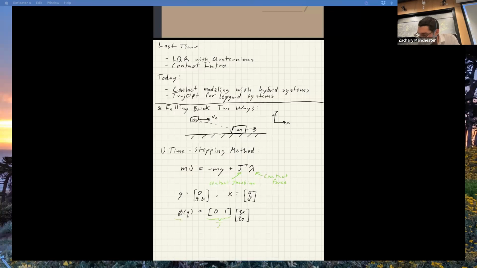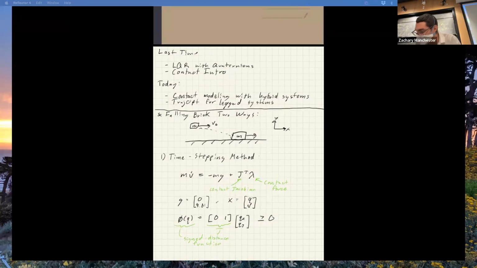This thing is called a signed distance function. So this thing, the signed distance function, you set this up such that it has to be greater than or equal to 0. And what this is just saying here is that the brick's not allowed to go through the floor. So you say this function, which evaluates to 0 when you're in contact and is negative when you're through the floor, has to be greater than or equal to 0. So this whole thing that says phi, the signed distance function, greater than or equal to 0, this is called an interpenetration constraint.